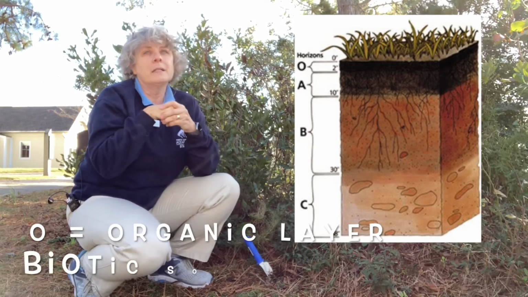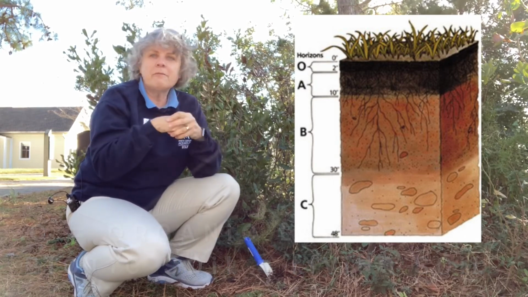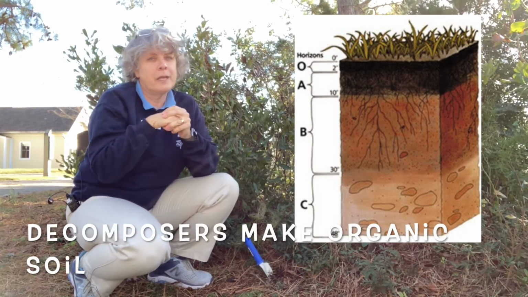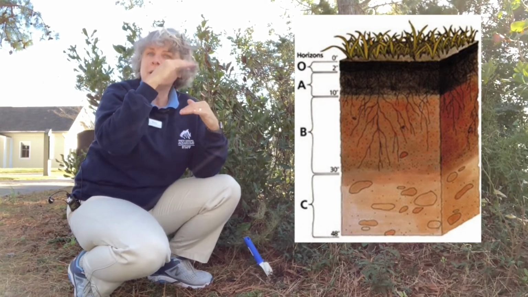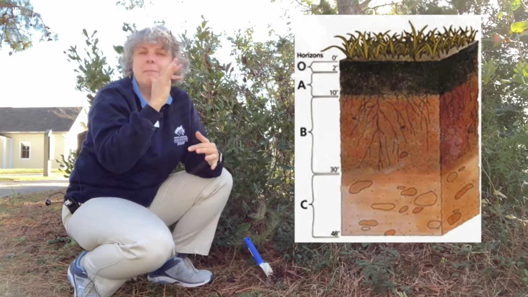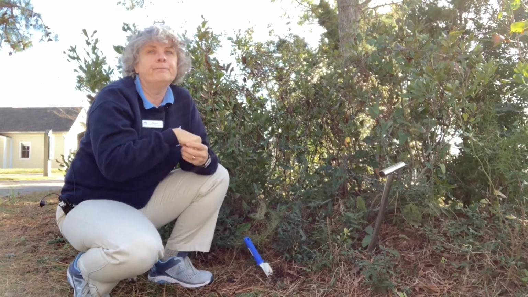Sometimes we have an organic layer, and that would be the biotic part of the soil. You need to have decomposers for that to work. But that is an important part of the soil horizon, the soil profile, because that's what the plants will use to get the nutrients they need to grow.